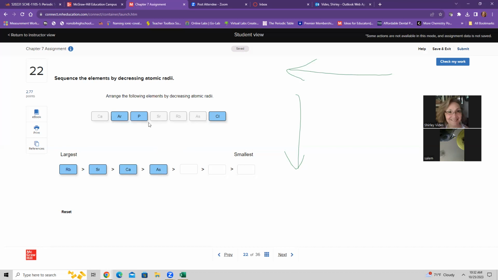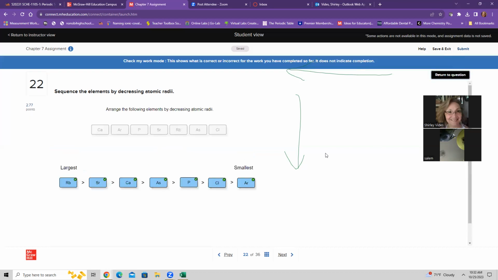And then we've got phosphorus right above it. You see that? Yeah. And then we got chlorine. And then argon. Right, that's the smallest because it's the farthest to the right. I believe this is correct. Let's check.